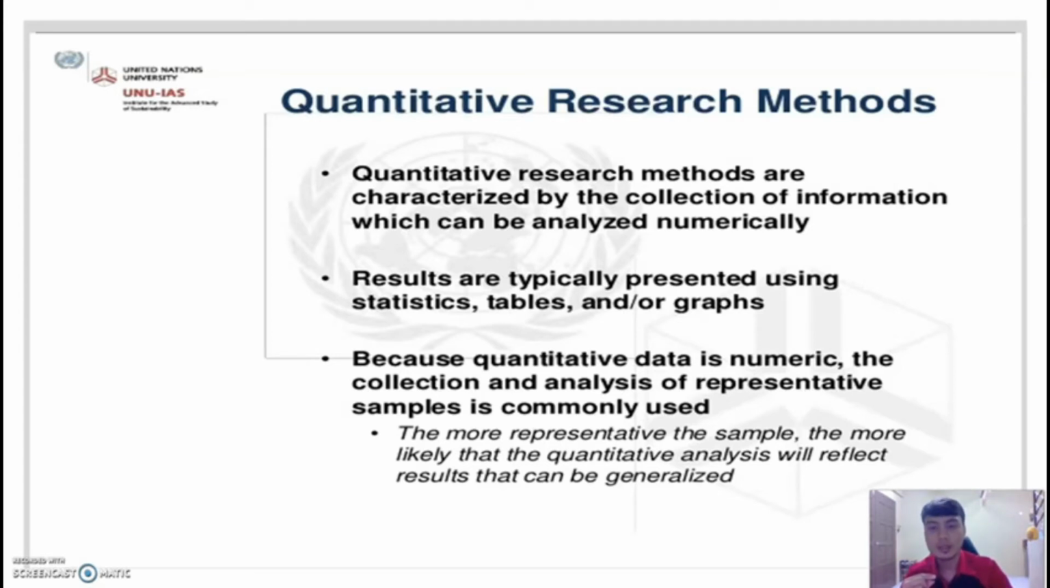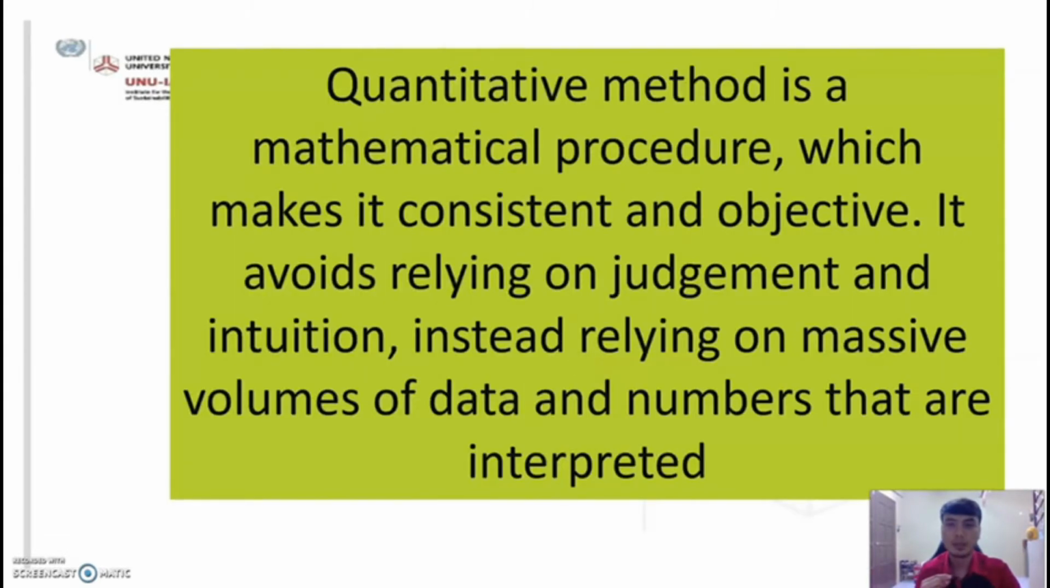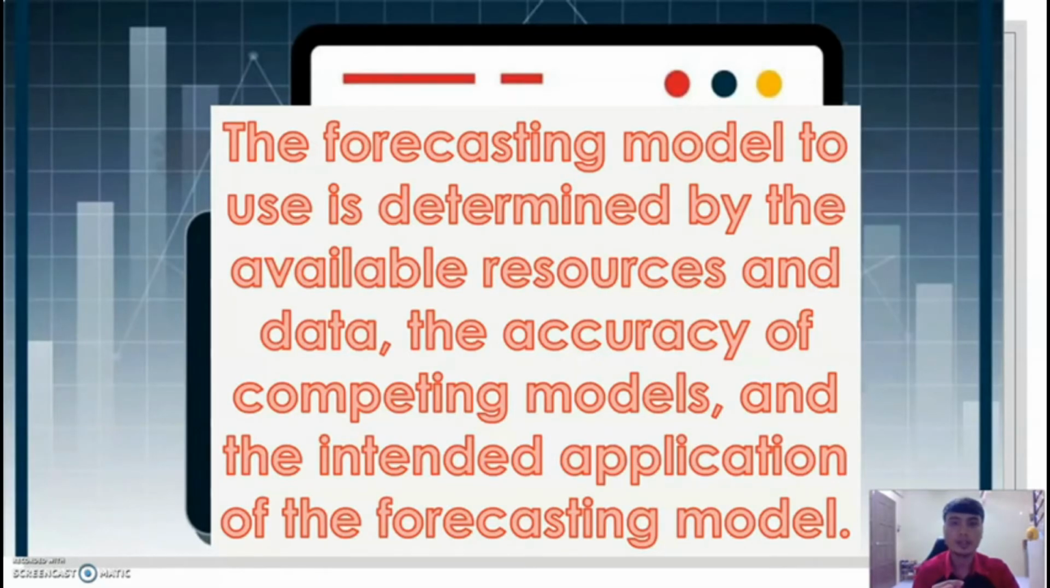Because the quantitative data is numeric, the collection and analysis of representative samples is commonly used. The quantitative method is a mathematical procedure which makes it consistent and objective. It avoids relying on judgment and intuition, instead relying on massive volumes of data and numbers that are interpreted. The forecasting model to use is determined by the available resources and data, the accuracy of competing models, and the intended application of the forecasting models.